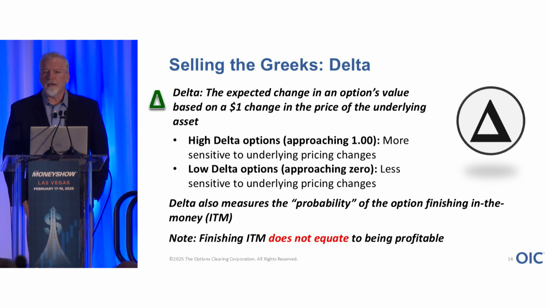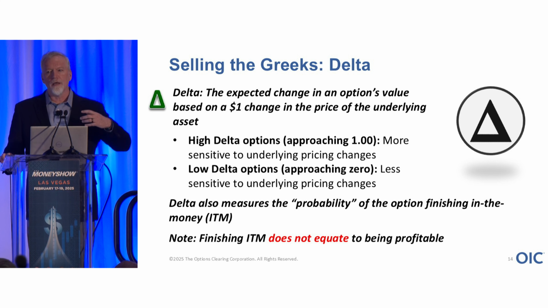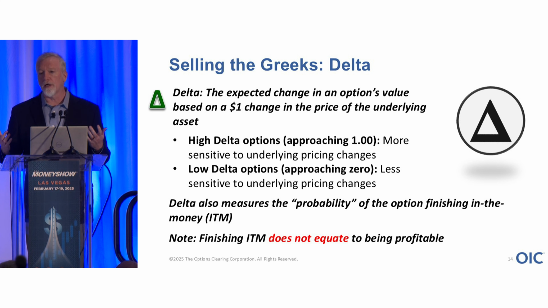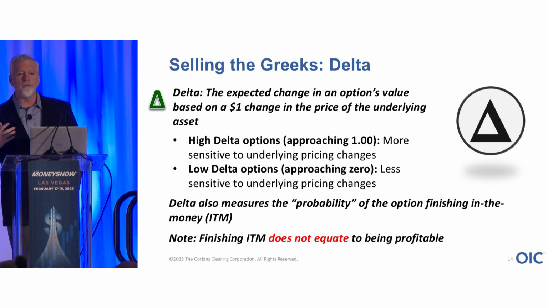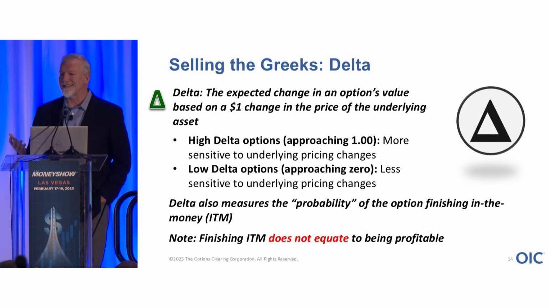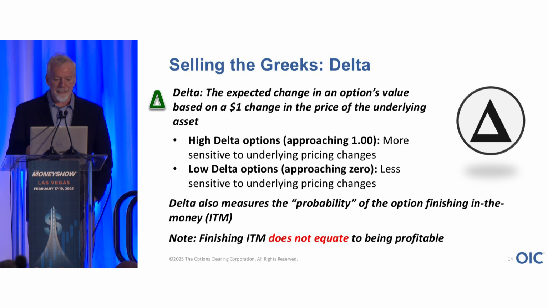The Greeks, as I had mentioned, are theoretical pricing inputs that help us understand how our option value might change according to a number of external factors in the market. The Greek that most people are familiar with is delta. What delta is, it's the expected change in the value of that option for every $1 change in the stock price. The higher the delta, the more correlated those options are to the stock.